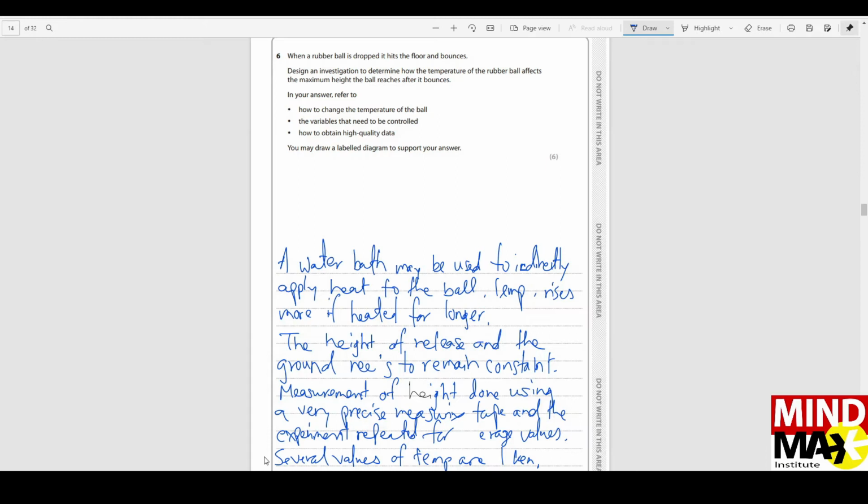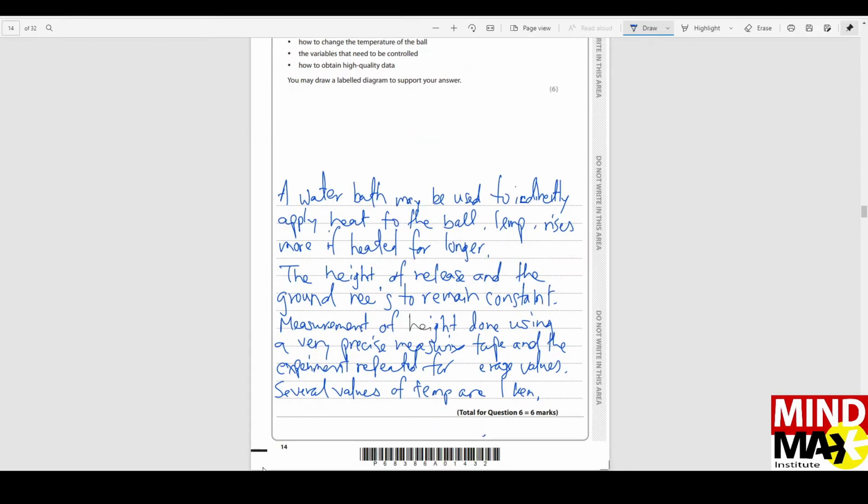Then the variables that need to be controlled: of course, the height you're dropping it from has to be the same for all the experimental readings. And also you have to make sure that the ground on which you are dropping it remains the same. The ground shouldn't change, because if the ground changes, the height to which it bounces back will of course not be the same. How to obtain high quality data?